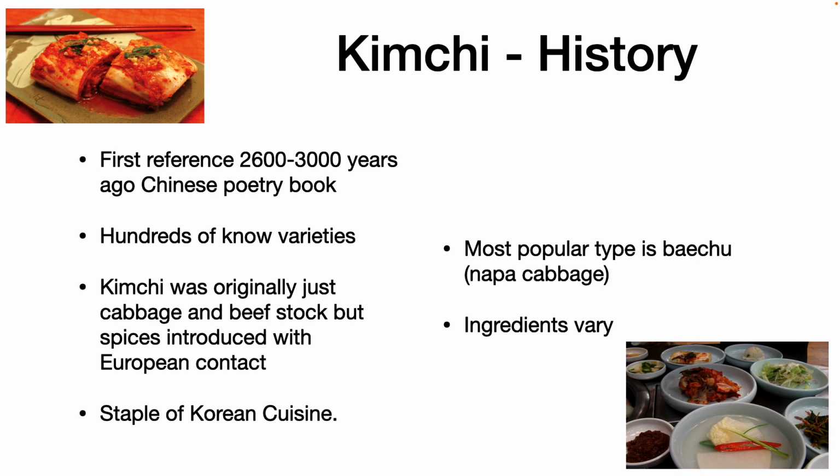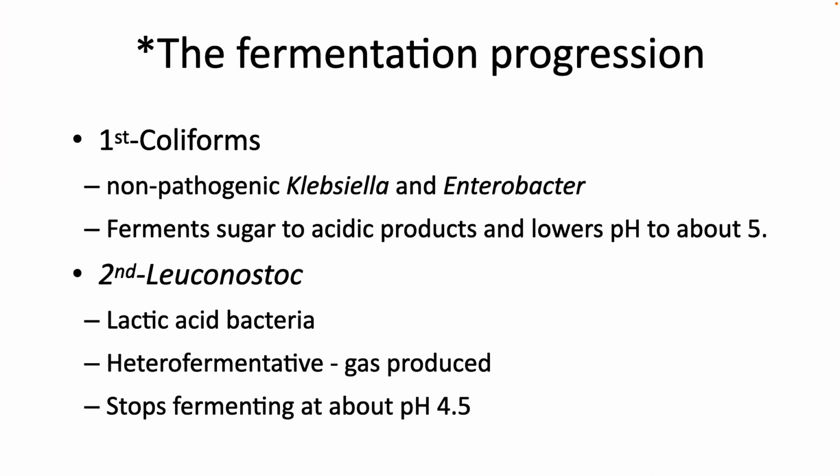The most popular type is baichu, using Napa cabbage, and that can be seen in the upper left. Ingredients for kimchi depend upon the recipe, and this can vary. Kimchi involves brining the vegetables in salt water, which causes nutrients to flow out of the vegetables and creates a rich medium for microorganisms to grow.